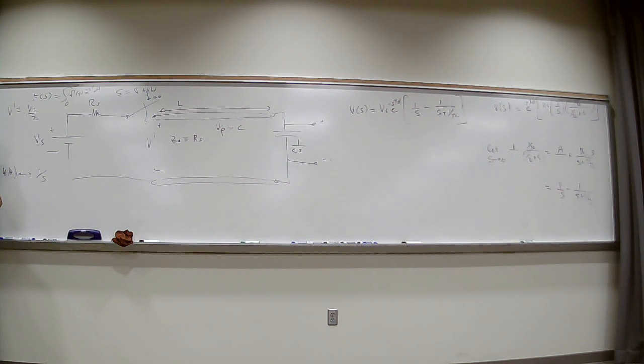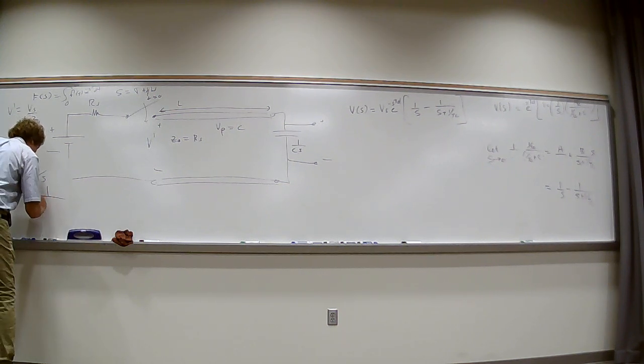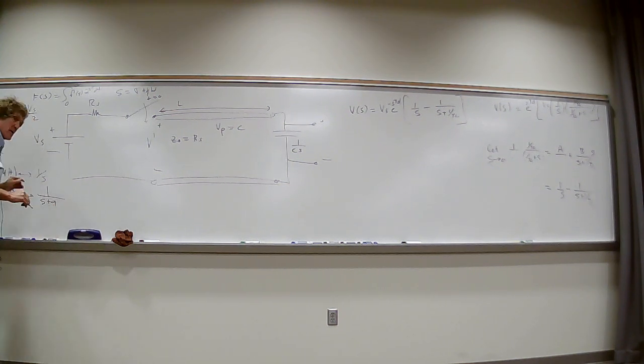And if I have e to the minus AT u of t, anybody remember what that goes to? We can do it. Anybody? It's 1 over S plus A. Okay, that's all it is. You can do that integration quickly right there.